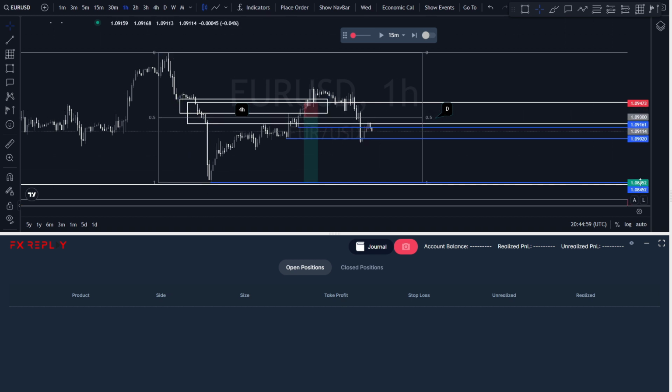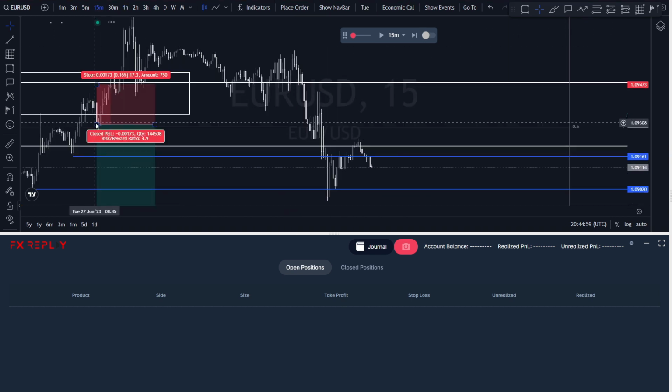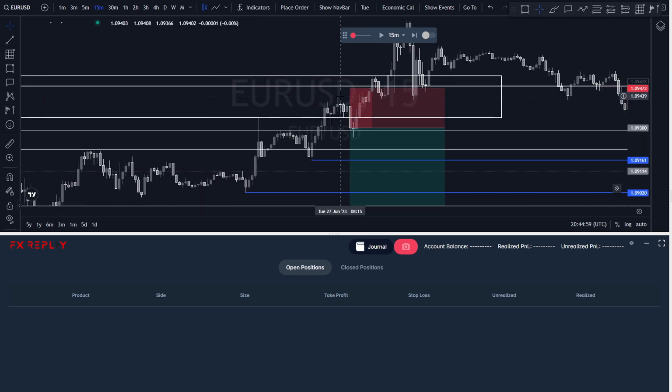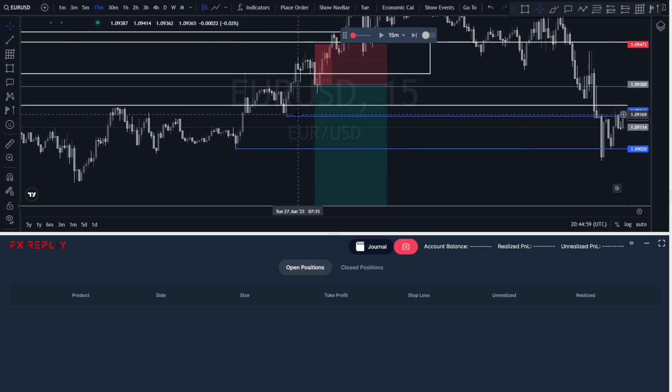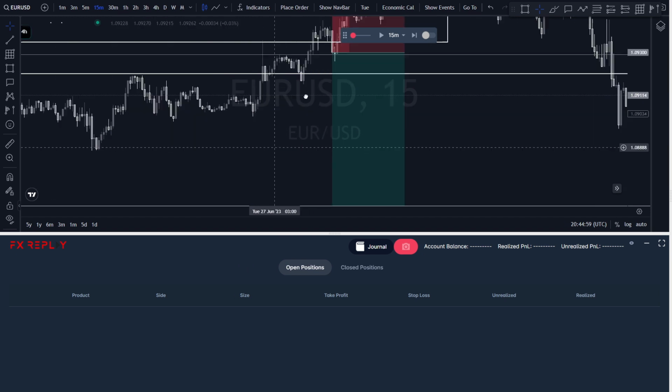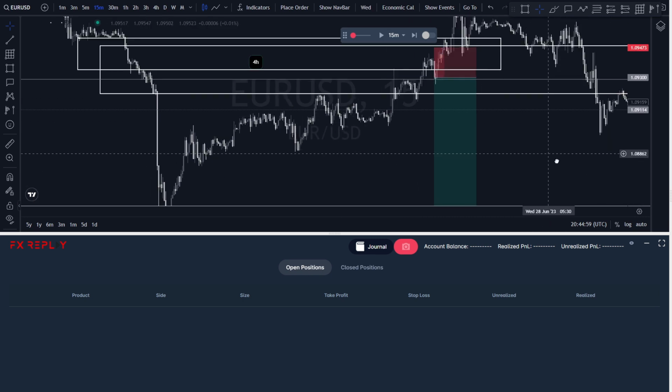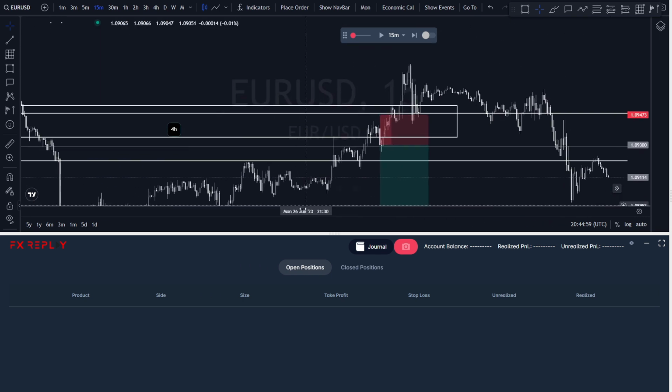mark of the equilibrium. And on a break of structure I entered in a lower time frame right here, stop loss above the previous high, take profits this area of liquidity, this one, and the one at the bottom, so swing low of the equilibrium. I got stopped out instantly.